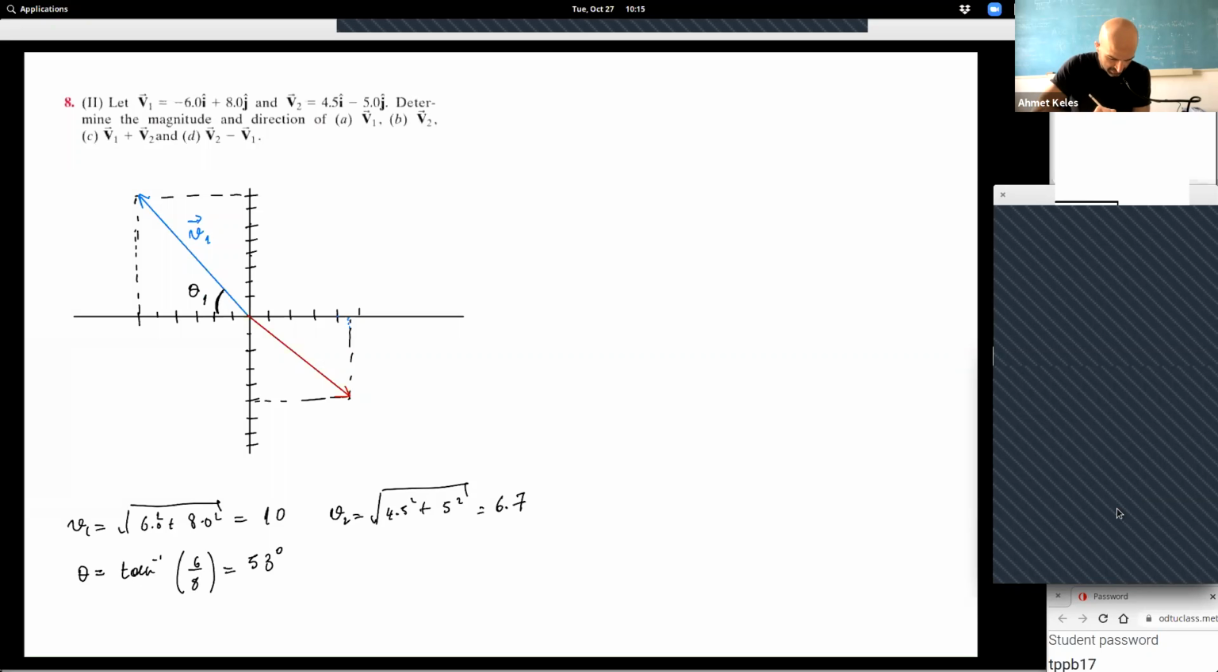Let's call this theta 1. I don't know, let's call this theta 2. Theta 2 is equal to tangent minus 1, 5.0 over 4.5. Go to this and take inverse tangent, is equal to, this one seems to be 48 degrees.